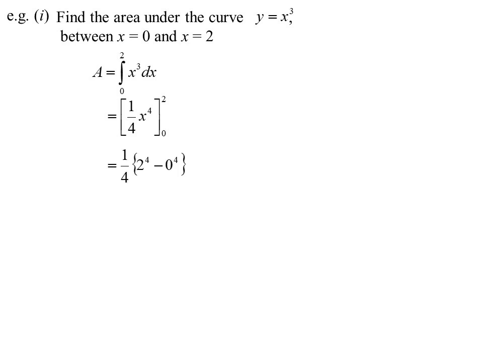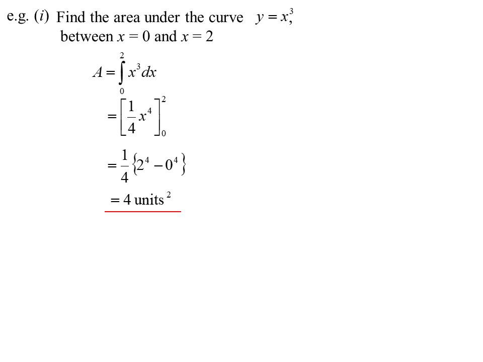I just substitute into this new function. That a quarter x to the 4, that's my area function. I'll substitute in 2, I'll substitute in 0, and I get the answer 4. And there's the exact value. We are talking about an area, so I should put some units on it. Units squared, of course, would be the answer.